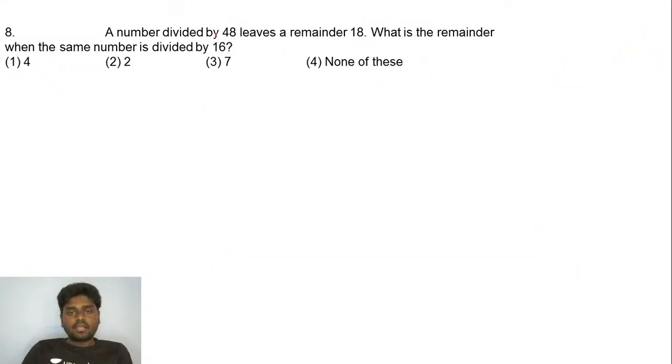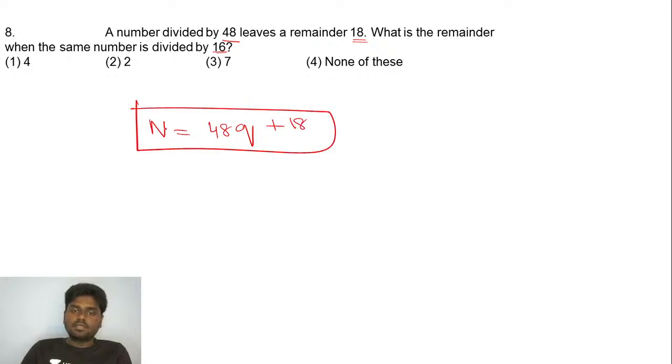A number when divided by 48 leaves a remainder 18. What is the remainder when the same number is divided by 16? Okay, exactly the same thing. We need not complicate here. So what I can simply do, let me take n to be the number. So n, when divided by 48, with quotient q, will give me the remainder 18. Can I write it in this way? So n is equal to 48q, where q is the quotient, plus 18 the remainder.